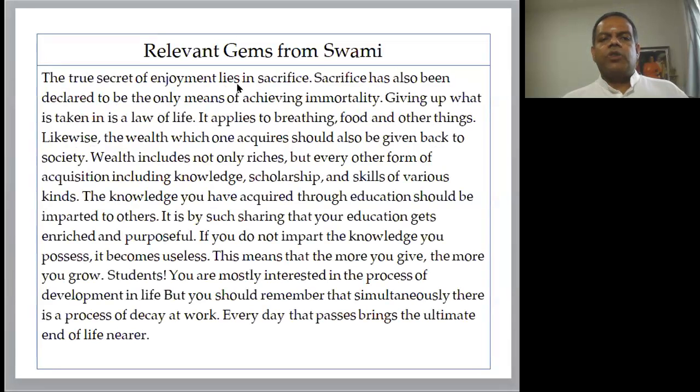The true secret of enjoyment lies in sacrifice. Sacrifice has also been declared to be the only means of achieving immortality. Giving up what is taken in is a law of life. It applies to breathing, food, and other things. Likewise, the wealth which one acquires should also be given back to society. Wealth includes not only riches, but every form of acquisition, including knowledge, scholarship, and skills of various kinds.